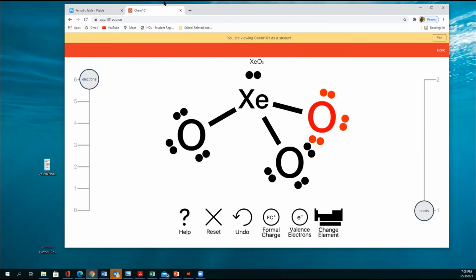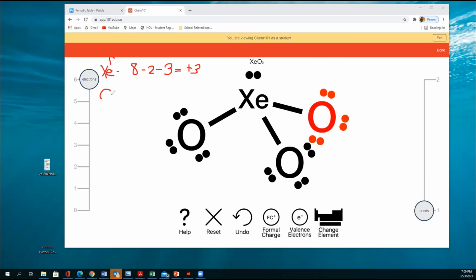All right, so xenon, how many valence electrons does it have? 8. How many lone pair electrons? 2. And then how many bonds? 3. This guy is horrible right now, right? It has a plus, that would be a +3. That is a horrible charge.